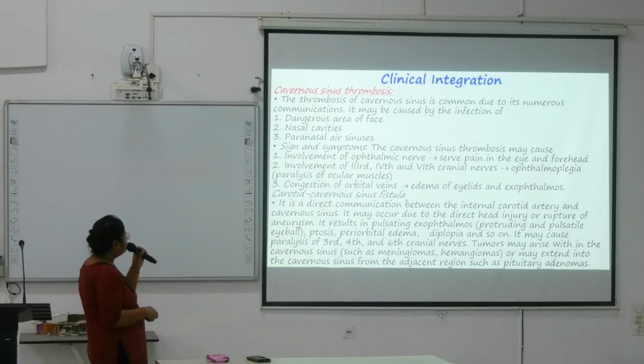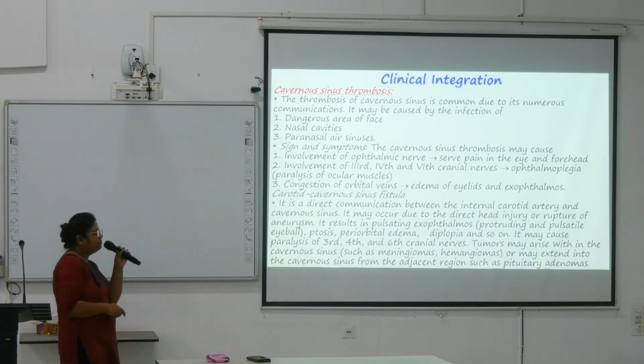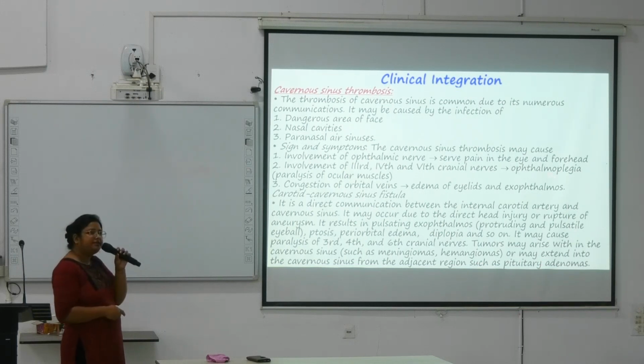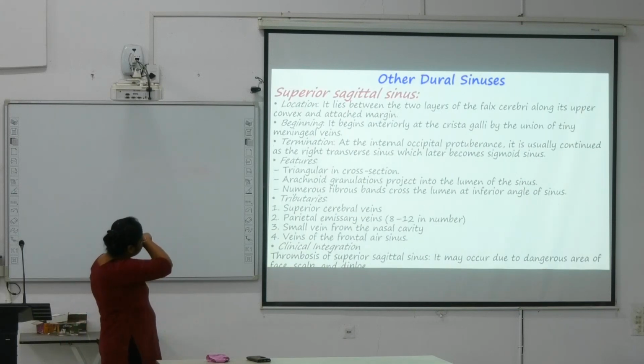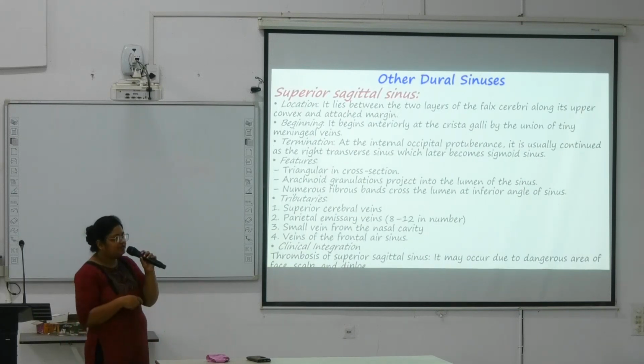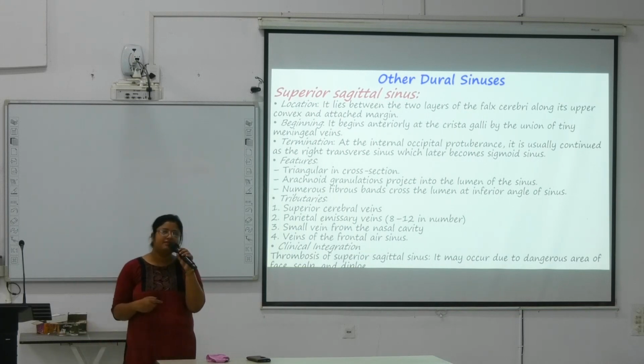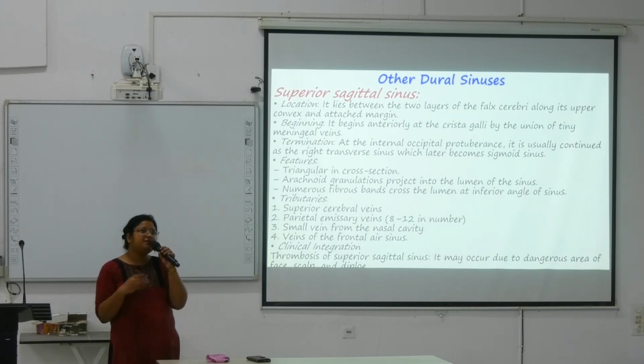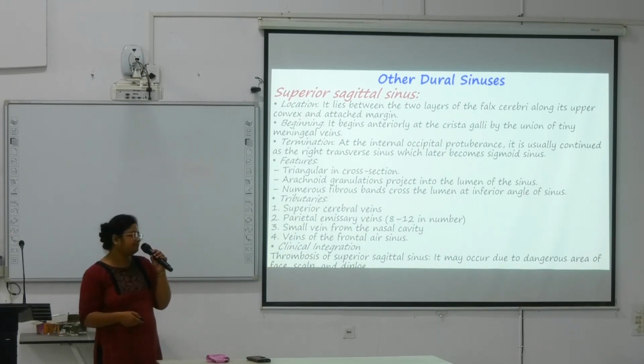Tumors may arise within the cavernous sinus such as meningiomas, hemangiomas, and may extend into the cavernous sinus from the adjacent region such as pituitary adenomas. These may also involve the cavernous sinus. The pituitary gland lies in medial relation with the cavernous sinus. Next we will discuss the other important sinuses. Okay, so cavernous sinus you prepare as a short note, very important. Tributaries, relations, and different clinical aspects are important.